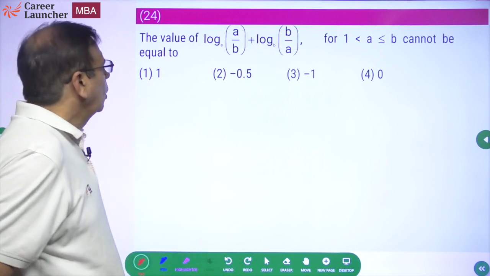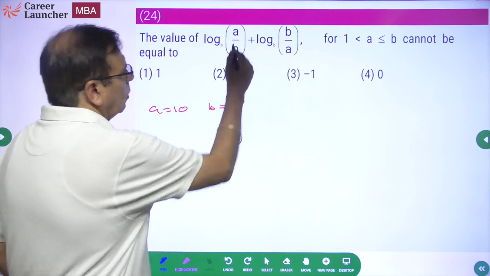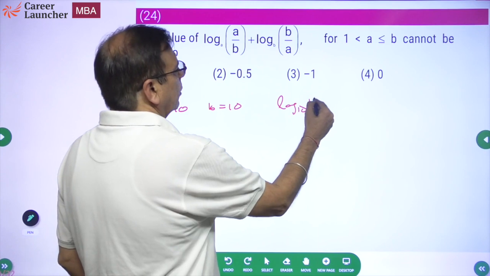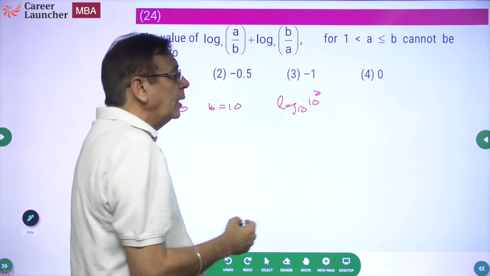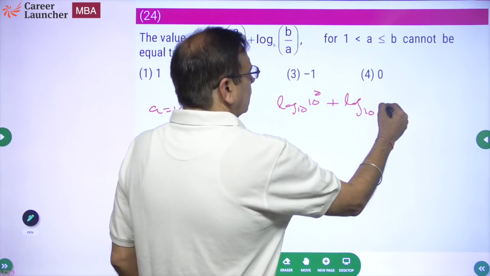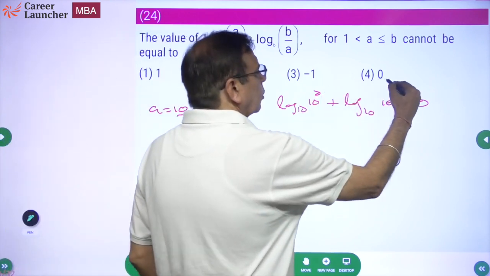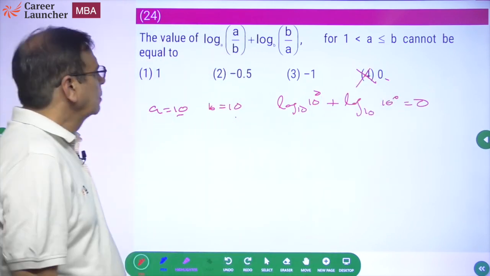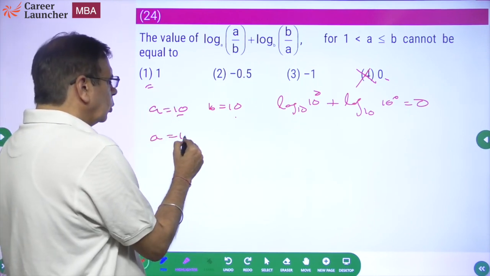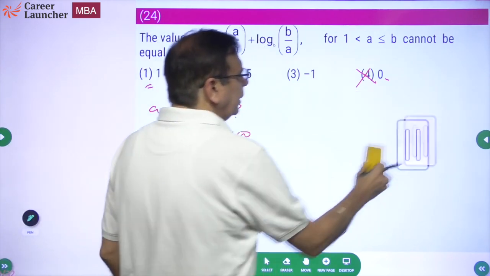Okay? So let's start by saying A equal to 10, B equal to 10. What does this become? This becomes log of base 10 of 10 to power 0. A by B is 10 by 10, 1, plus log of 10 of 10 to power 0, which is 0. So when A is 10, B is 10, 0 is possible. So this cannot be the answer. Now this will surely be the answer. Let's check one more time. Okay, never mind. A equal to 10, B equal to 100. If A is 10, B is 100, what do we get?